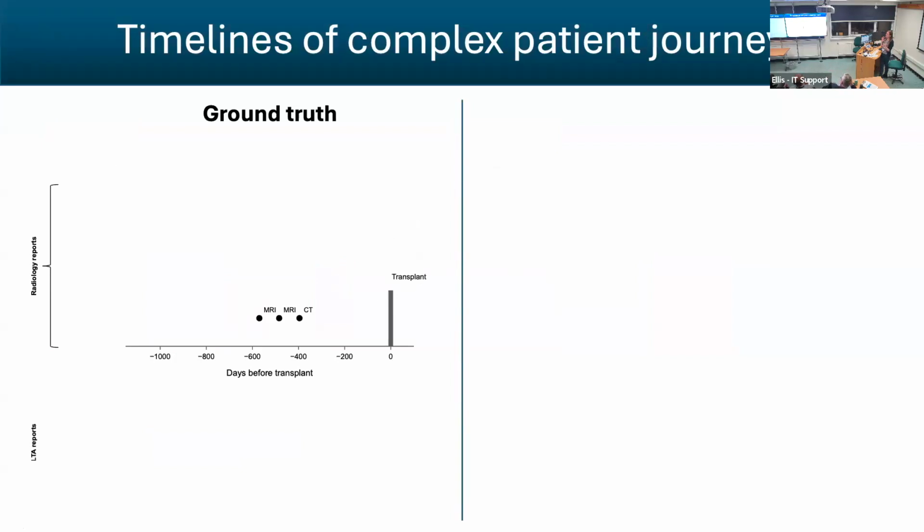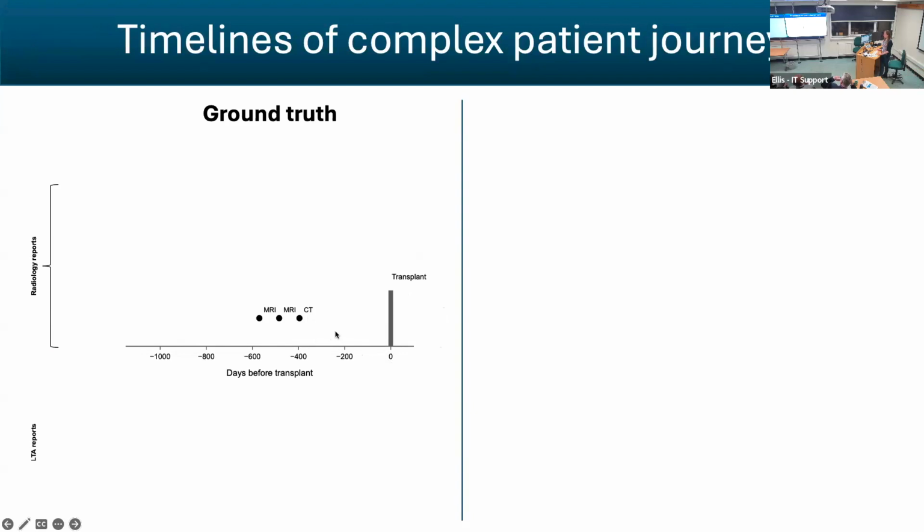So let's think about whether we can actually reconstruct these. Here we are starting with a transplant date on day 0, and then we're working backwards in time in days. And we can see this patient had a CT and a couple of MRIs. At least that's what happened in Addenbrooke's. That's what we have data for.